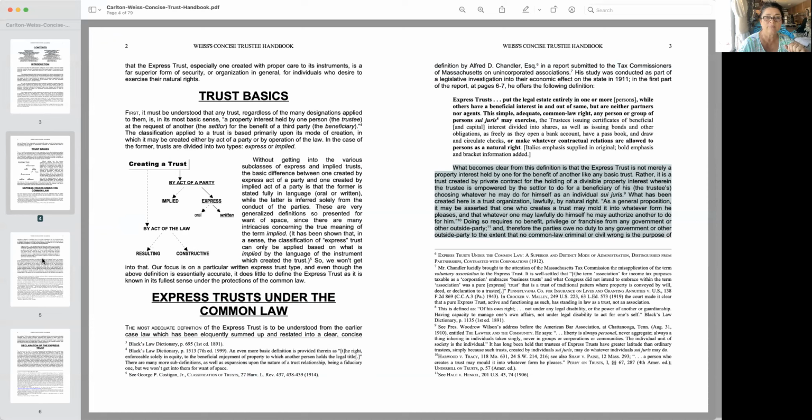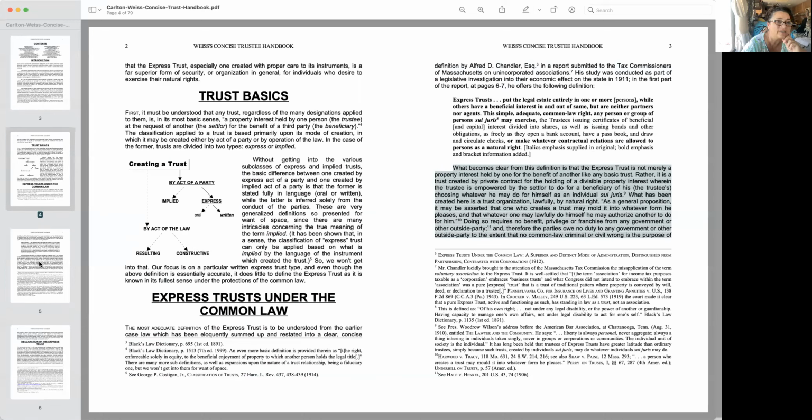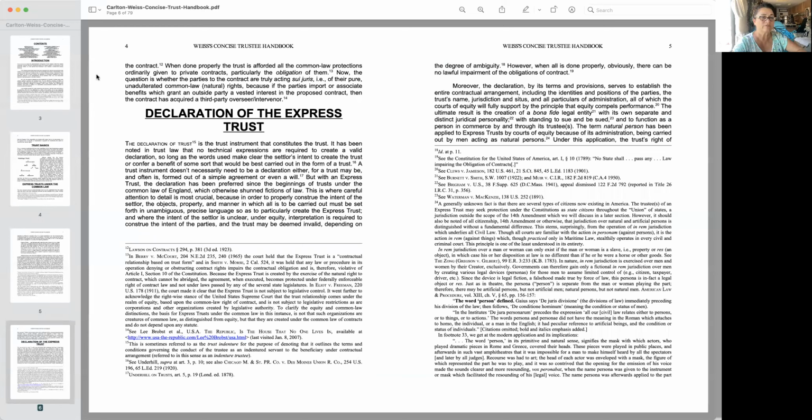Let me see, what page are we on? Page 2? How do we get down there? We're on page 2, page 3. Okay, so let me see. Let me figure this out. There we go. The contract.